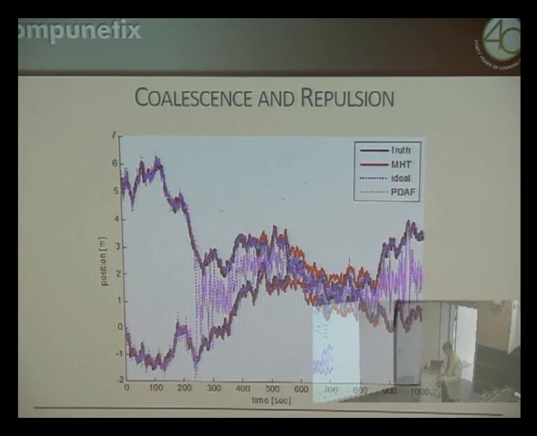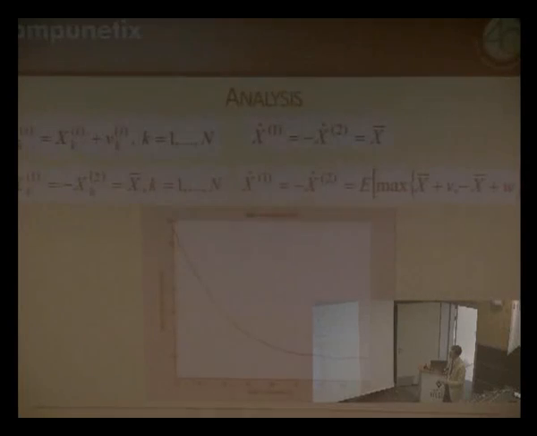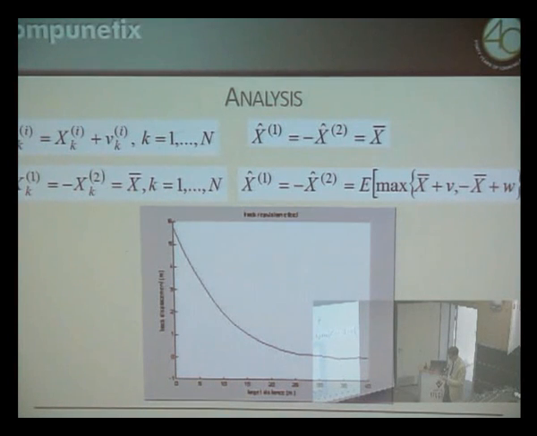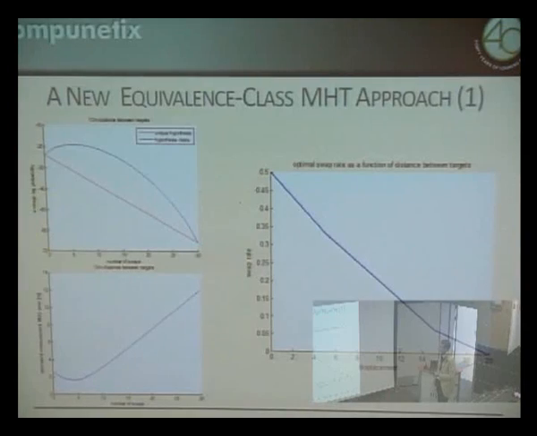If we're close, that will introduce an inherent bias. I will always grab the measurement to the right, even when it's not my measurement. And you can see that here, that the MHT introduces this repulsion only when the objects are close. And as the targets get close, this repulsion effect increases. So I'll come back to this.